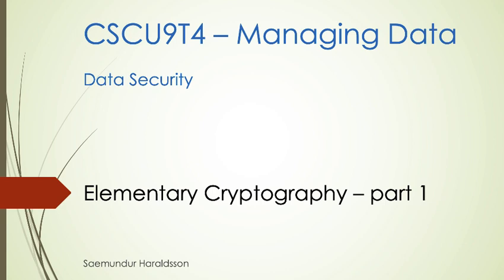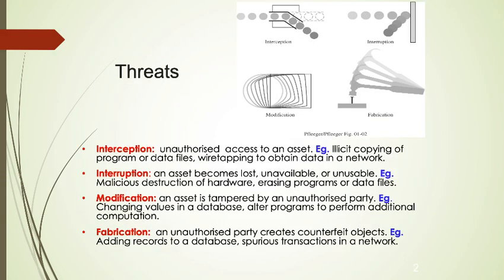In this video, we're going to start with a short refresher on threats and talk about what controls or mitigations are available and start introducing cryptography. In an earlier video, I talked about internal and external threats. Here, I'm going to focus on the external ones. Now, threats can be categorized into these four categories: interception, interruption, modification, and fabrication.